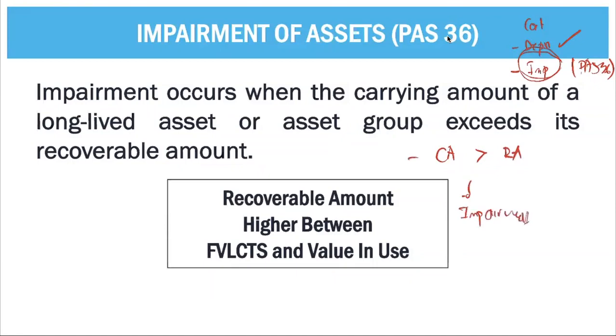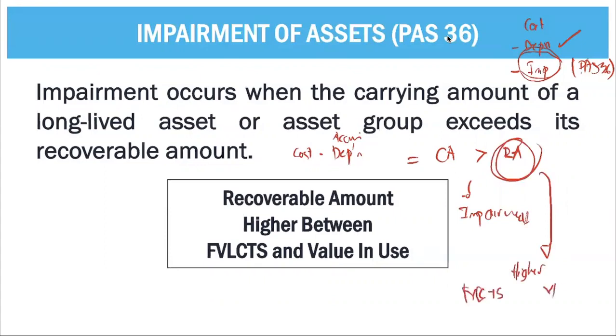What is your carrying amount? That is equal to your cost less any accumulated depreciation. So if your carrying amount is greater than recoverable amount, the asset is considered impaired. If the asset is considered impaired, then we will recognize an impairment of asset. But the question is, what is the recoverable amount? The recoverable amount is the higher between your fair value less cost to sell and value in use.